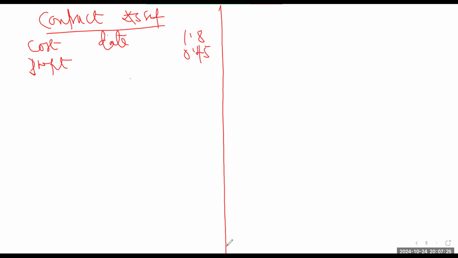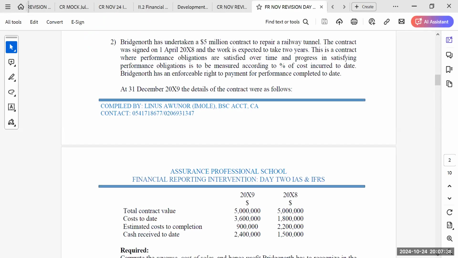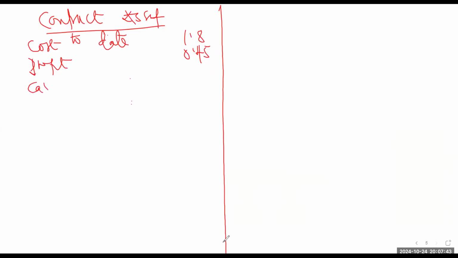Okay, so how much has been received from the customer? We're supposed to receive 2.25 from the customer. But how much has been received? 1.5. So we have received only 1.5 from the customer. So the cash received is 1.5 million. How much will be left? 0.75. So the customer is still owing us 0.75, which we call the contract asset, or you can call it receivables.